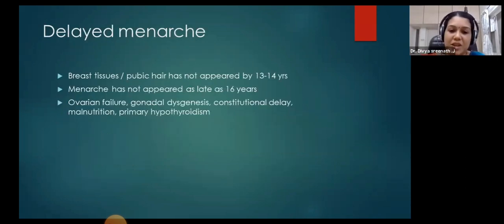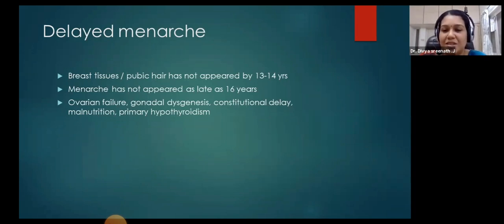Delayed menarche means breast tissue development or pubic hair development is delayed even after 13 or 14 years, or menarche does not occur before the age of 16 years. So this is considered to be delayed menarche.